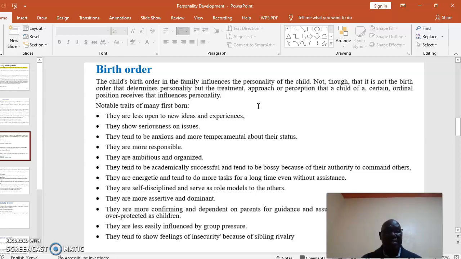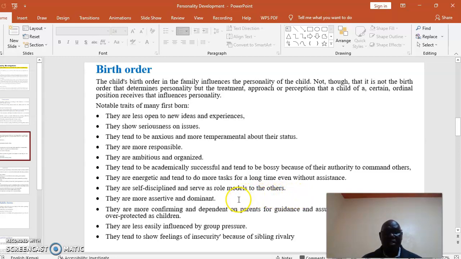These are the characteristics of firstborns in the family. They are less open to new ideas and experiences. They show seriousness on issues. They tend to be anxious and more temperamental about their status. They are more responsible. They are more ambitious and organized. They tend to be more academically successful and tend to be bossy because of their authority to command others.